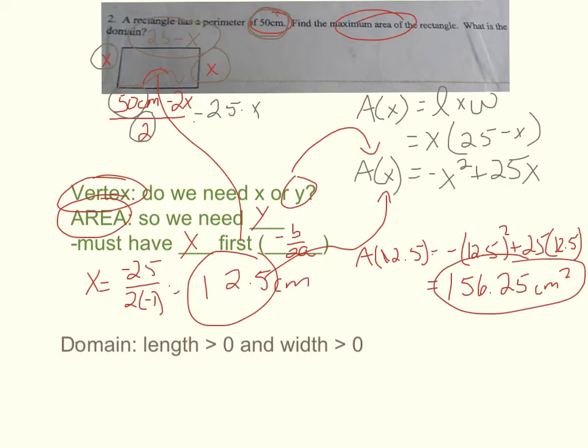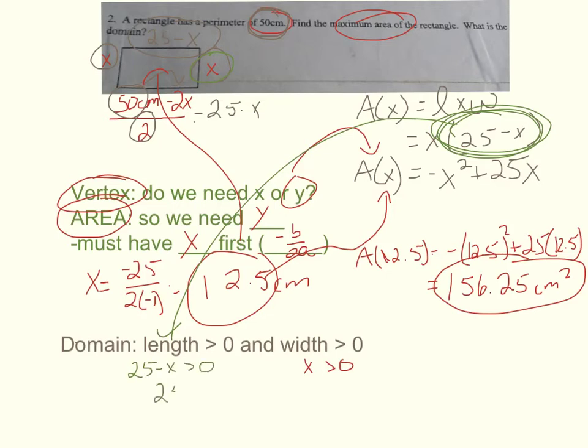All right, let's find the domain. In other words, what is x allowed to be? Well, for the width, we said the width was just x earlier, so we know x has to be bigger than 0, has to be positive. That makes sense, because if it was negative, this rectangle wouldn't exist. And the length, what do we use for length? Here it is, 25 minus x. That's got to be a positive number too. Just move your x over, turn it around. X must be less than 25.